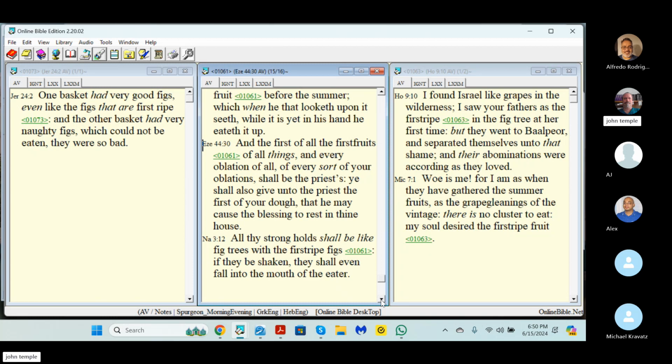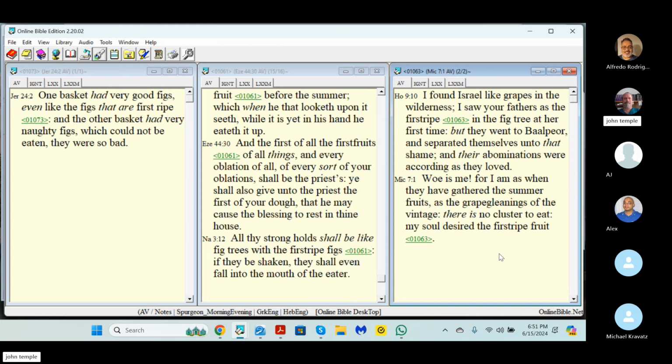All thy strongholds shall be like fig trees with the first ripe figs. If they be shaking, they shall even fall into the mouth of the eater. So a lot of times you'll see this is a negative aspect when it's really ripe like that. What happens after it's ripe? When it's ripe, it goes bad. So you want to get it just before it's ripe, and that's us. We're the figs. And Israel is the fig.